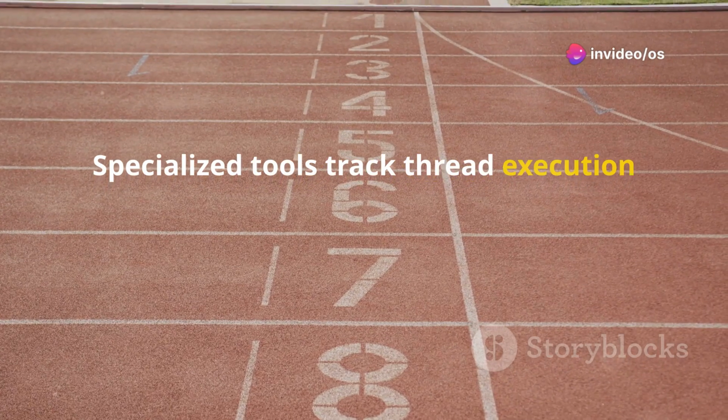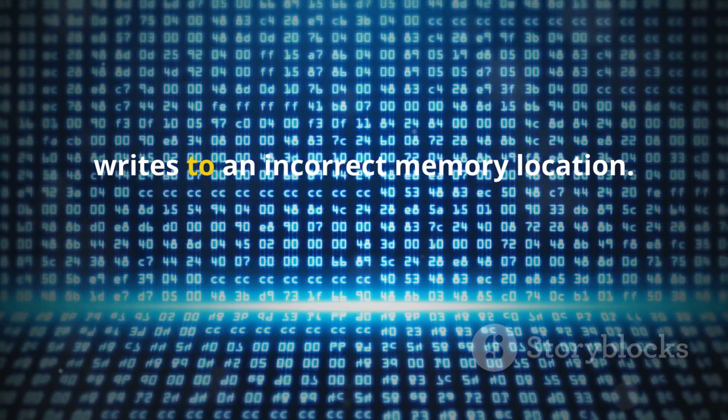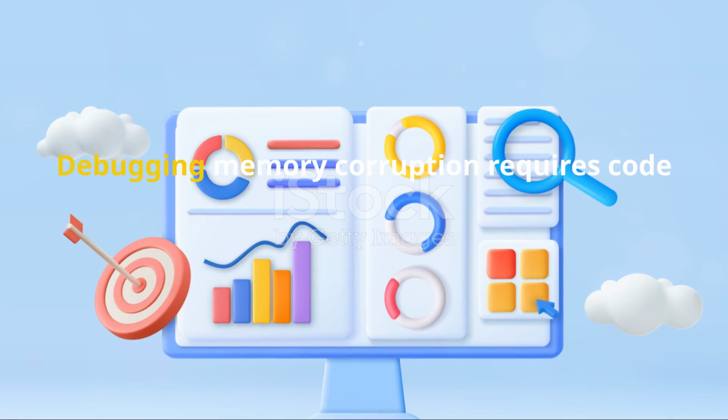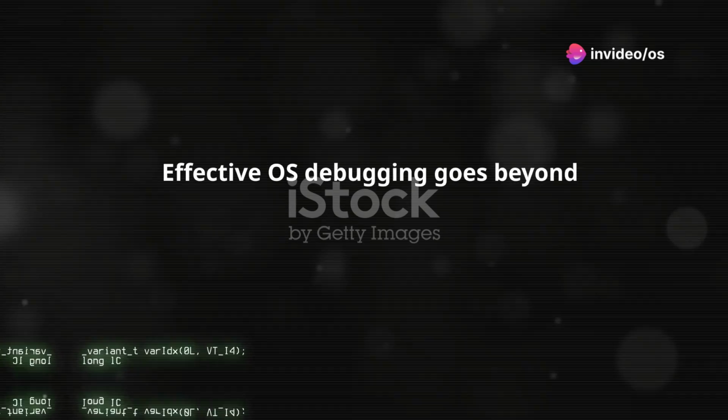Specialized tools track thread execution and detect race conditions. Memory corruption occurs when a program writes to an incorrect memory location. Debugging memory corruption requires code inspection and memory debugging tools.